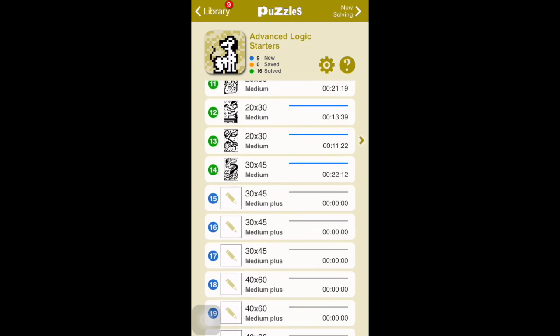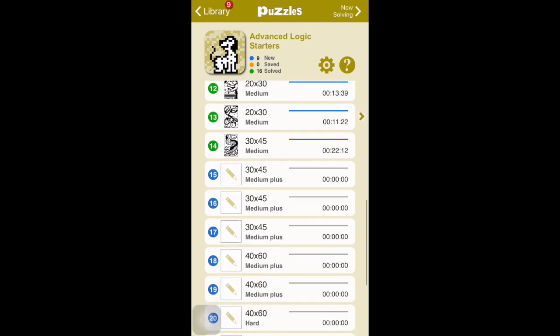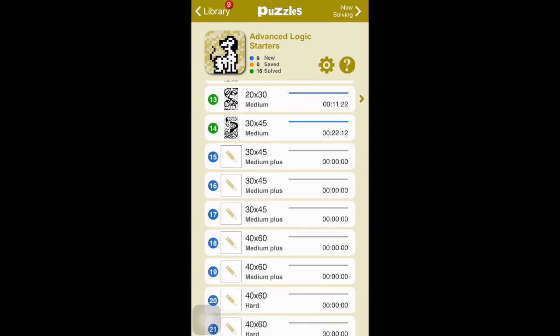Now in my next video, I'm gonna do puzzle 15, 30 by 45 medium plus. So it's supposed to be a little bit more complicated than the regular medium. So I will see you in my next video.